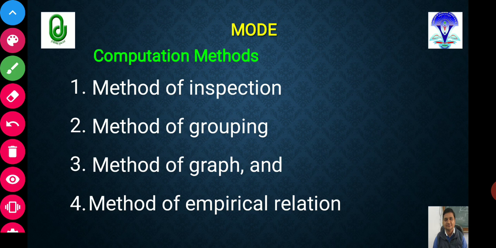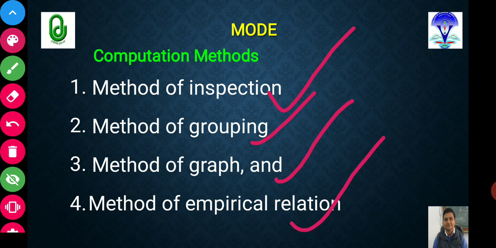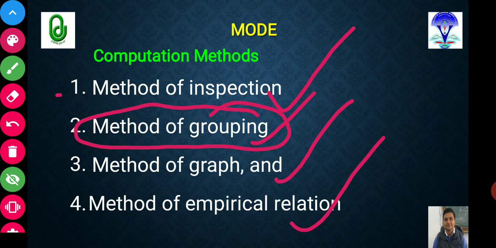Then there are four computational methods to determine the mode. The first one is the method of inspection. Second one is the method of grouping. Third is the method of graph, and fourth one is the method of empirical relation. Mainly we will be focusing on the method of grouping. Others are very easy to understand, but this method of grouping is very useful in certain situations that we will see in the next slides.